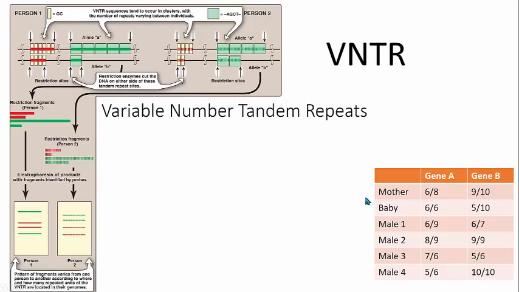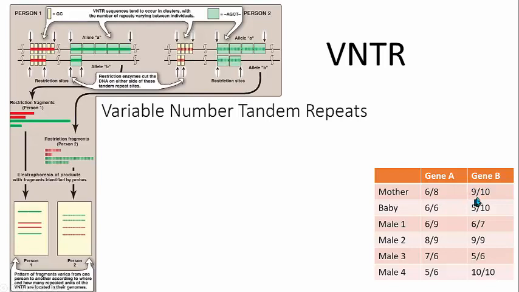This is what I call the Who's Your Daddy type experiment, where we look at the number of alleles for each individual. Here the mother has an allele that has 6 repeats of that repetitive sequence, and in gene A she also has a second allele that has 8 repeats.